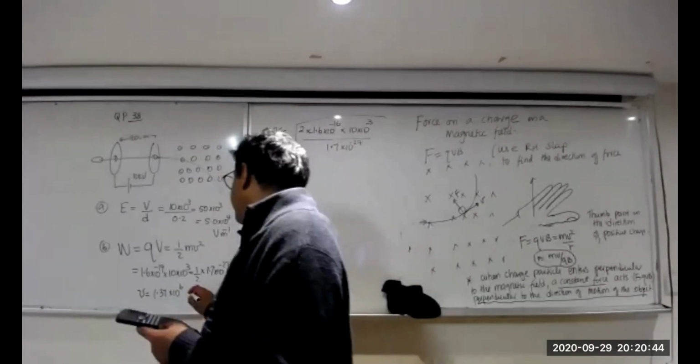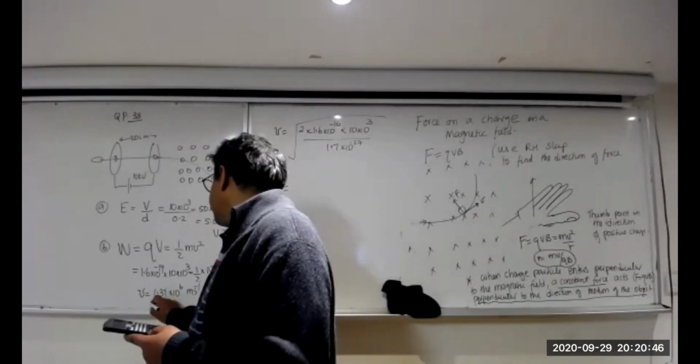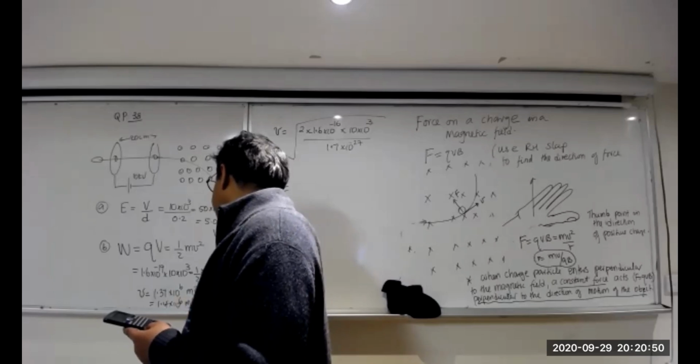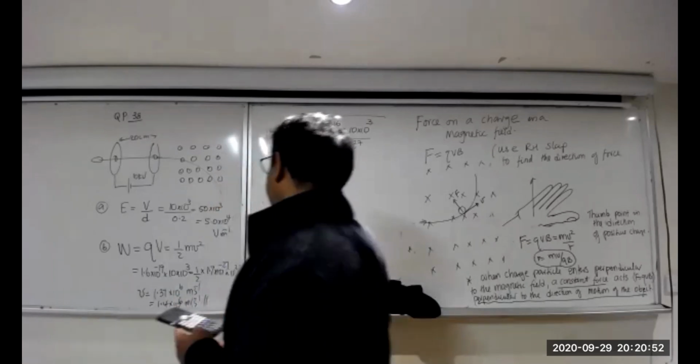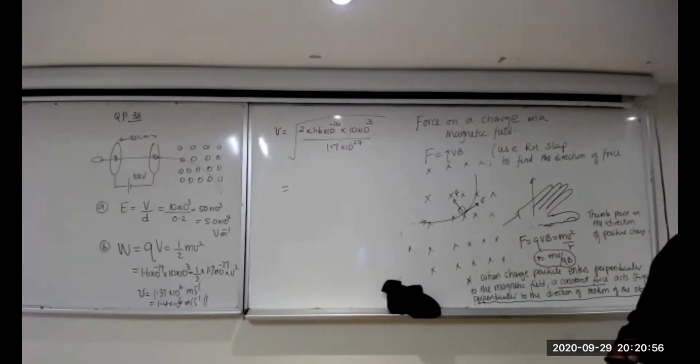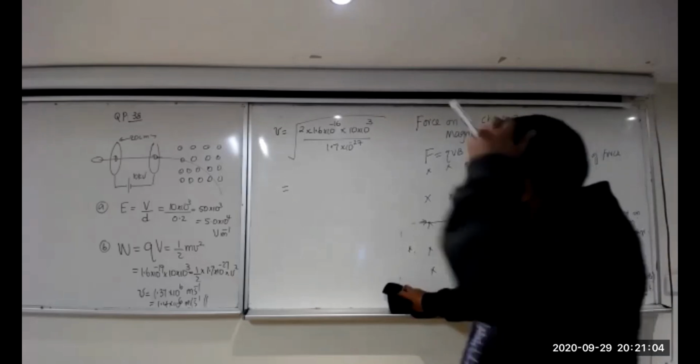Yeah, 1.4 is correct. 1.4 times 10 to the power 6 meters per second is correct. Yeah, I think I got it. That's 10,000, so 1.6 times 10 to the power 4. Yeah, I think that's correct. 1.37 times 10 to the power 6.